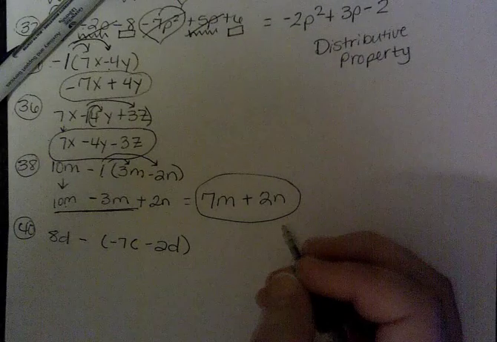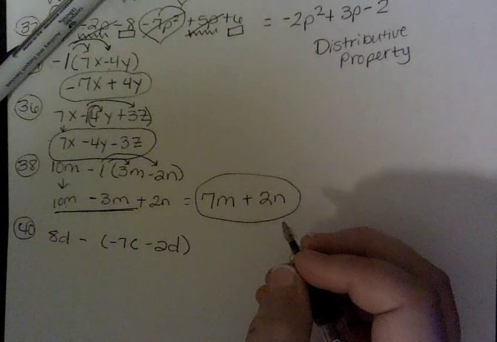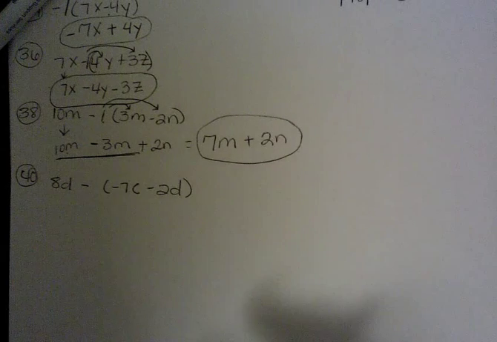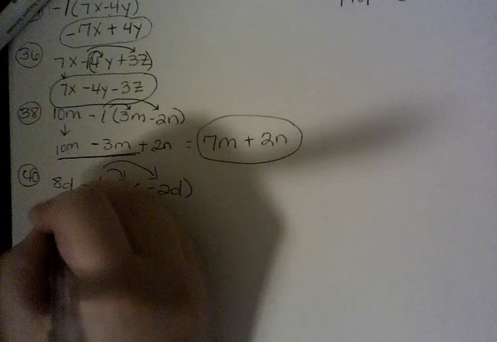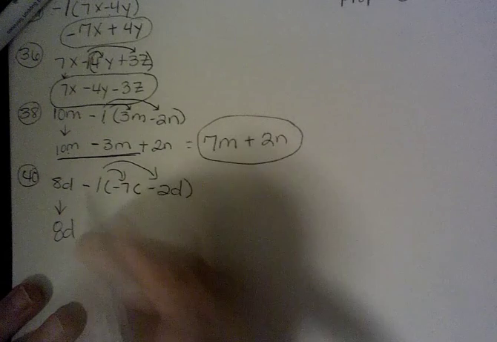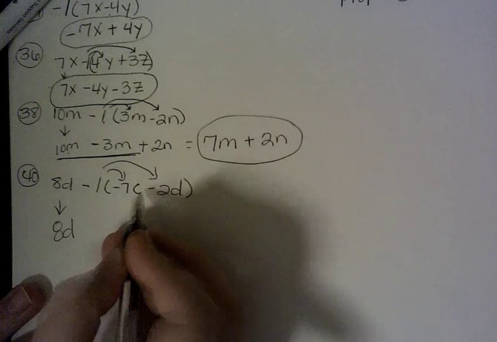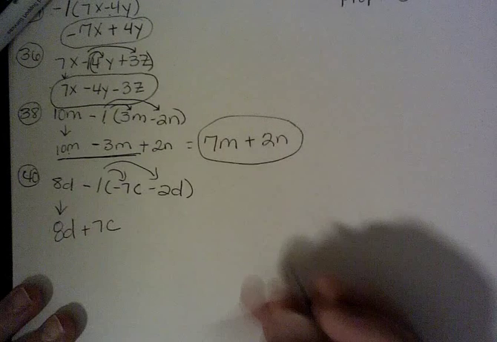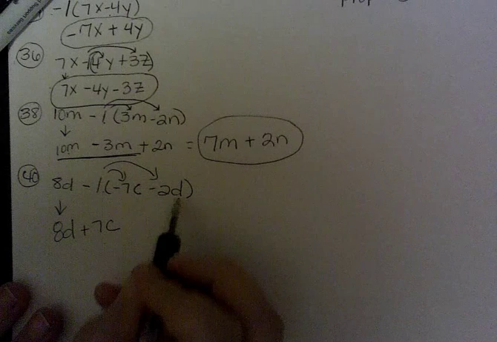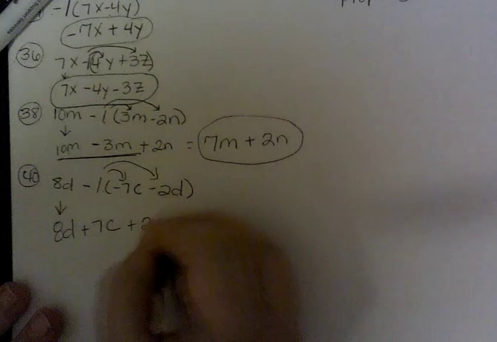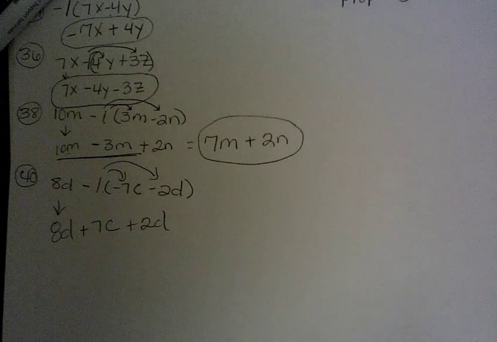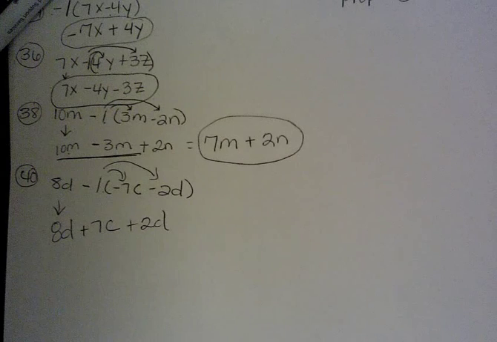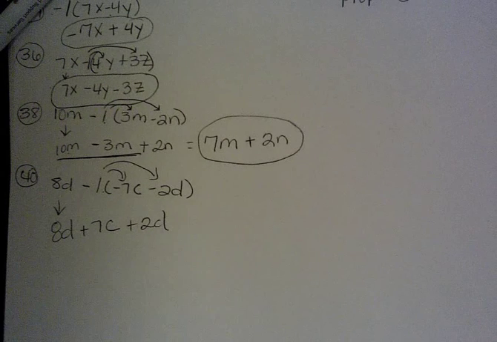And then finally, let's look at problem number 40. We are going to distribute that -1. So I bring that 8d down. -1 times -7c is a +7c. And -1 times -2d is +2d. Now we're going to learn something else about the order that things go in. We are also going to learn that our terms are going to be put in alphabetical order, in the order the alphabet goes in.